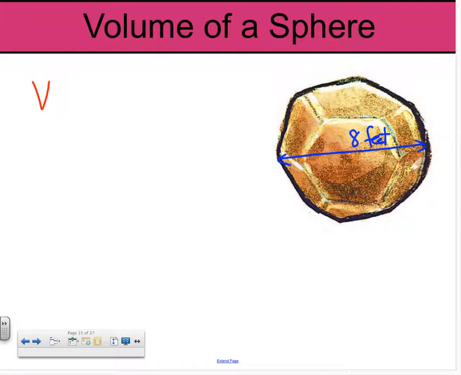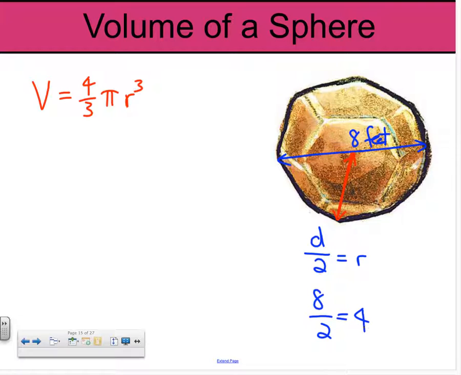Remember the formula for the volume of a sphere. I need 4/3, I need pi, and I need the radius cubed. So how can I get the radius if they gave me the diameter? Well, remember, the radius is half of the diameter. So if I take the diameter and I divide it by 2, I do get the radius. So in this case, I'm going to get 8 divided by 2, and I'll end up with 4. So my radius equals 4.